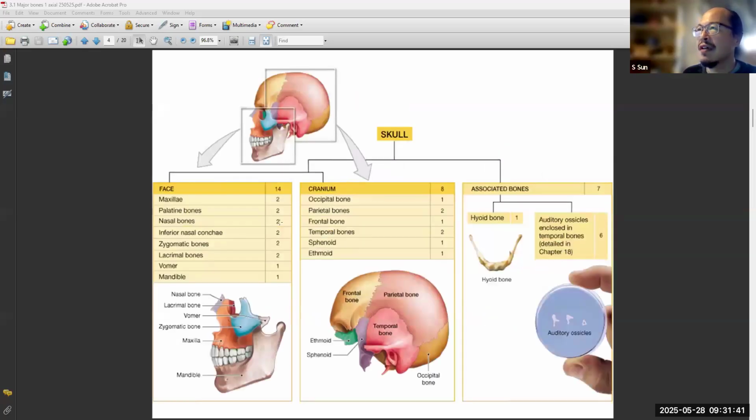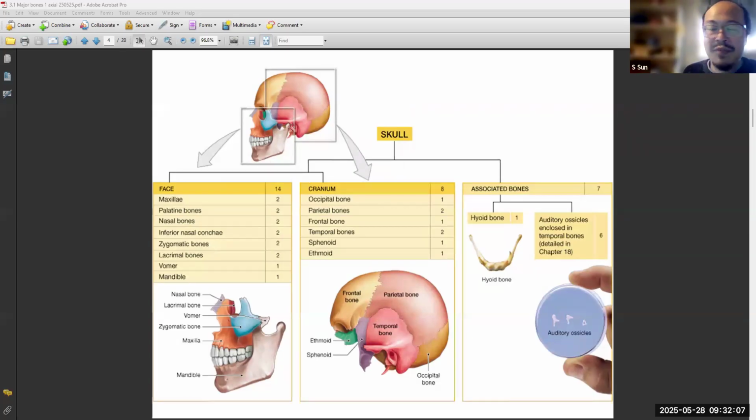So here, skull, you have the facial portion. So why do we separate facial and cranial? Cranial are the ones that protect our brain. So our brain is right here, and then the brain stem here, and then the spinal cord. When it leaves the skull, it is going to be the spinal cord. The vertebral column protects the spinal cord.